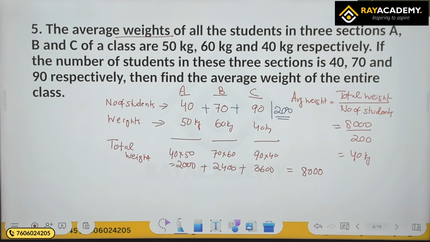Please go through the approach. This is simple, you are finding the average. If you write it in a short, plotted way, then it becomes easy and you will have clarity. There are 3 different sections, and they have given the number of students and the respective average weight of each section. Then you find the total weight and the average weight: total weight divided by the total number of students. That is 8000 divided by 200, so it comes to 40 kg per student, the average weight of each student.